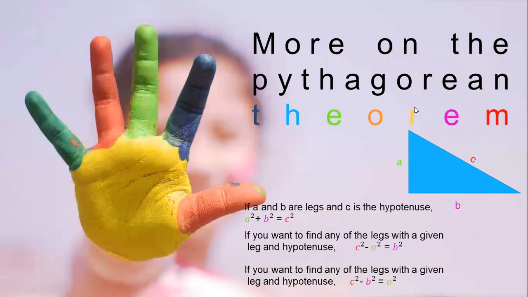More on the Pythagorean theorem. We said first, if we want to find the hypotenuse, we use the first rule, which is A power 2 plus B power 2 equals C power 2. What if we want to find one of the legs, given the other leg and the hypotenuse? Let's say I want to find the leg B. We say that C power 2 minus A power 2 equals B power 2. And if we want to find the other leg, which is A, we use this rule: C power 2 minus B power 2 equals A power 2.